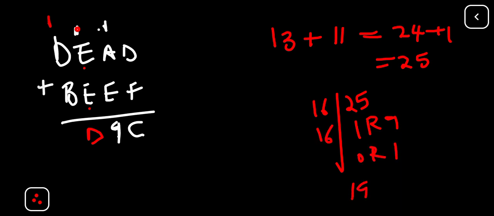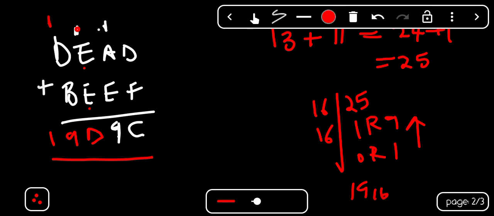So we have 1, 9 in base 16. Remember, we're reading it from down to up. That's what we'll be doing. So our answer here will be 19. Since we're not carrying anything up again, our answer practically will be 19D9C. That is the solution to DEAD plus BEEF in base 16. I'm sure you understand the process.